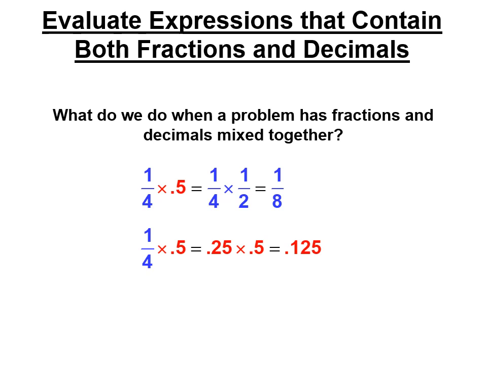So say you have 1/4 times 0.5. You have two choices, right? You can convert 0.5 to 1/2 and multiply fractions. Or you can convert 1/4 to 25 hundredths and multiply decimals. And we're going to do both today.